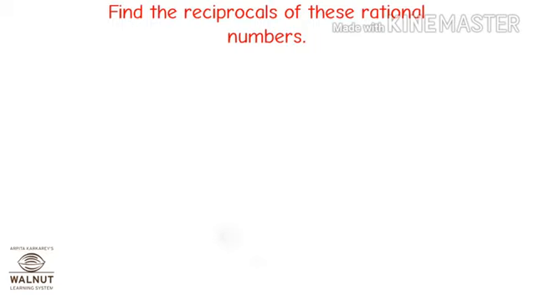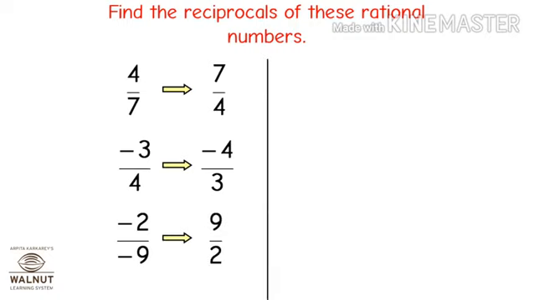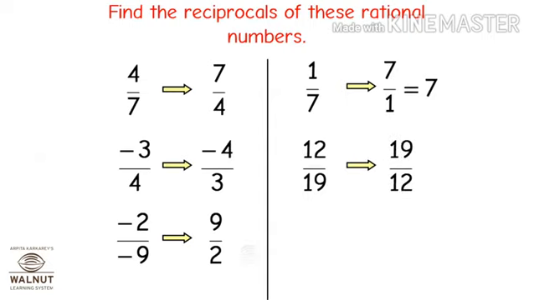Find the reciprocals of these rational numbers. 4 upon 7 gives us 7 upon 4. Minus 3 upon 4 will be minus 4 upon 3. Minus 2 upon minus 9 will be 9 upon 2. 1 upon 7 will be 7 upon 1, which is equal to 7. 12 upon 19 will be 19 upon 12. 13 will be 1 upon 13.